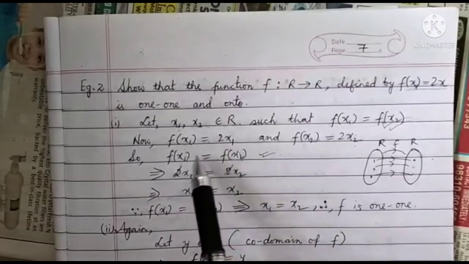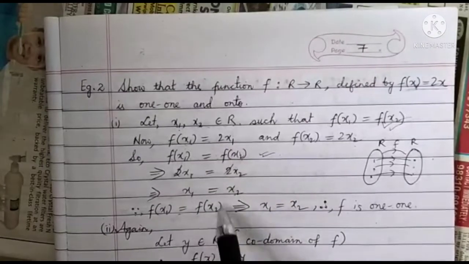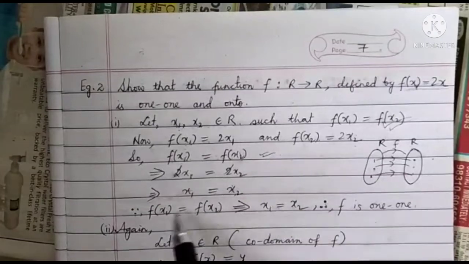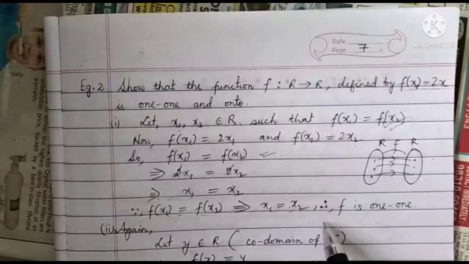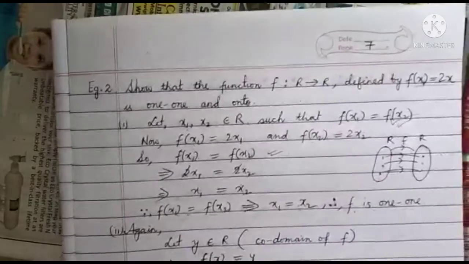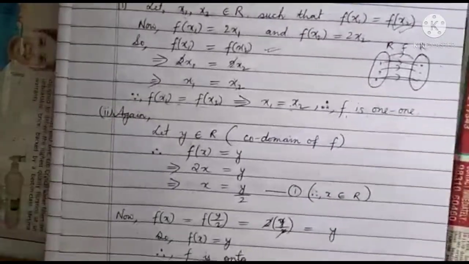So what am I getting? I started from f(x1) equal to f(x2). I reached x1 equal to x2. So the condition of one-to-one mapping is being fulfilled. So therefore f is one-to-one. Okay, now I'll have to prove whether it is onto or not.